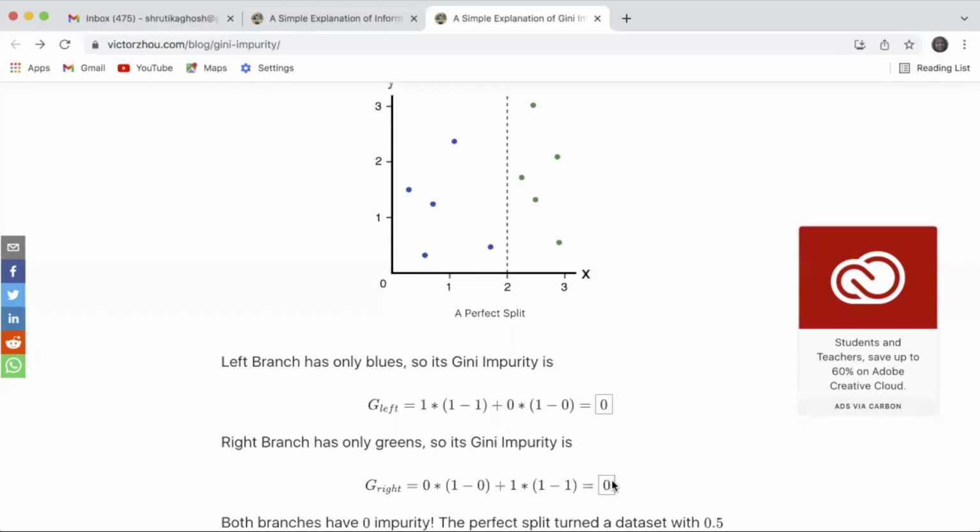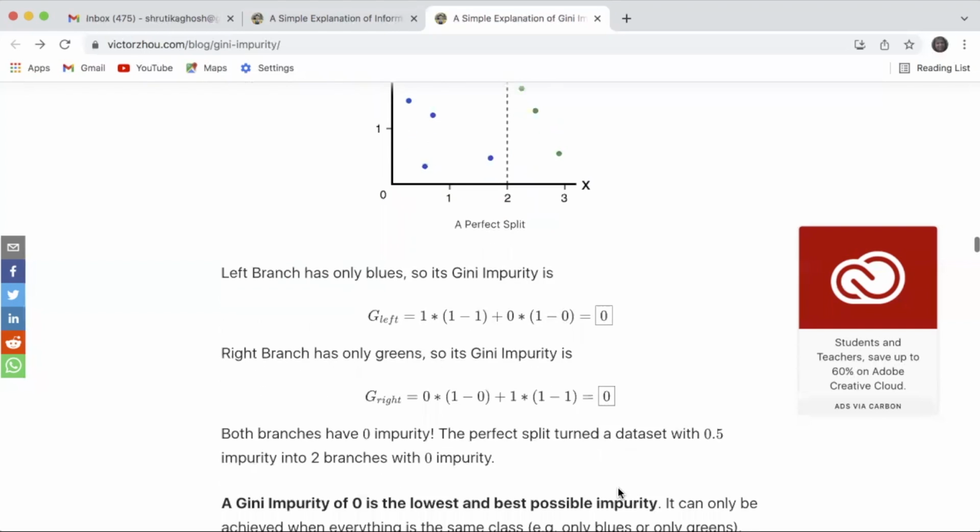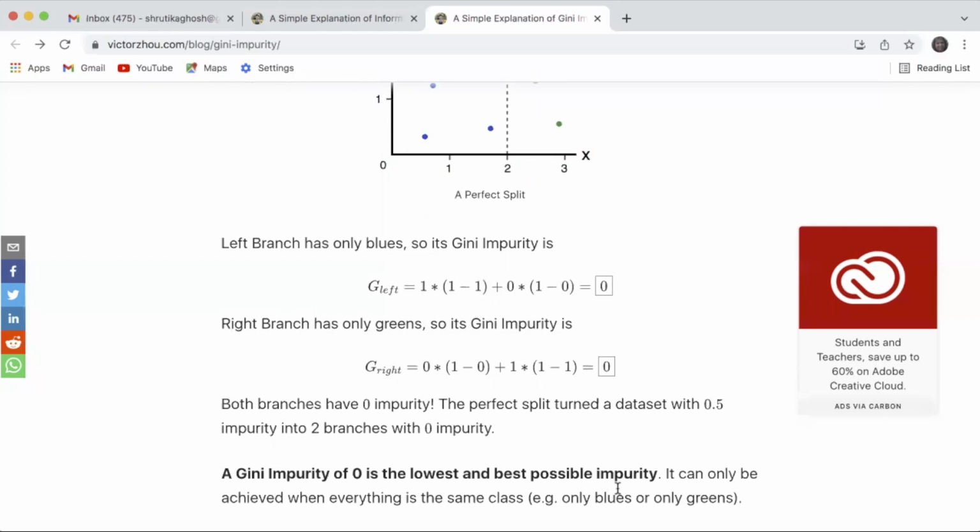Similarly, the Gini impurity for the right is also going to be 0. How? The same thing we have done here. The probability of blue in the green bucket is going to be 0. That is what we have written. Plus probability of green is going to be 1, and 1 into 1 minus 1 is 0. So it means that the resultant child data sets have 0 impurity, or they are perfectly pure. So a Gini impurity of 0 is the lowest and best possible impurity. It can only be achieved when everything is the same class.